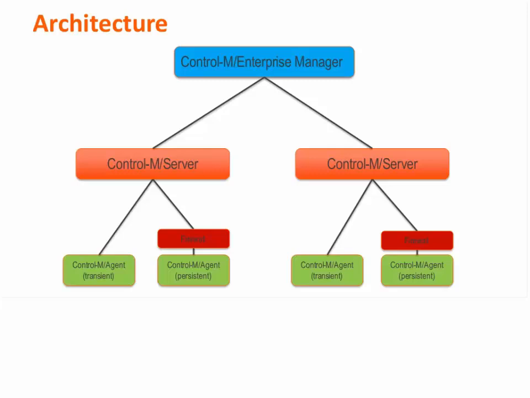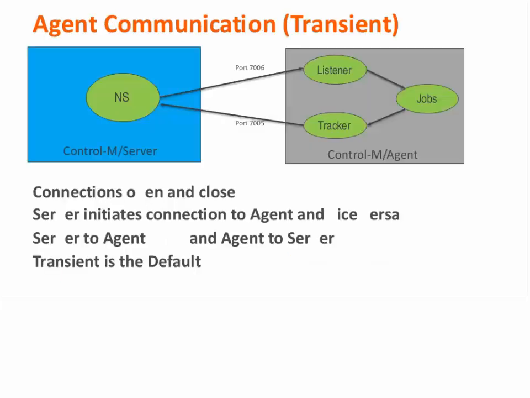Now, we often see communication issues between the server and the agent. Let's start by looking at the two communication modes of the agent. So what we're going to do is go over to Transient Mode. Here we see the Control M server and the Control M agent. When the Control M server wants to submit a job or request to the agent, it's going to open up a connection on the default port 7006. Once the agent receives that request or the job, that connection closes.